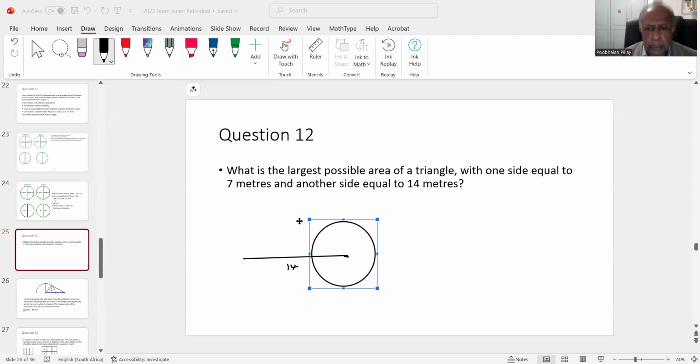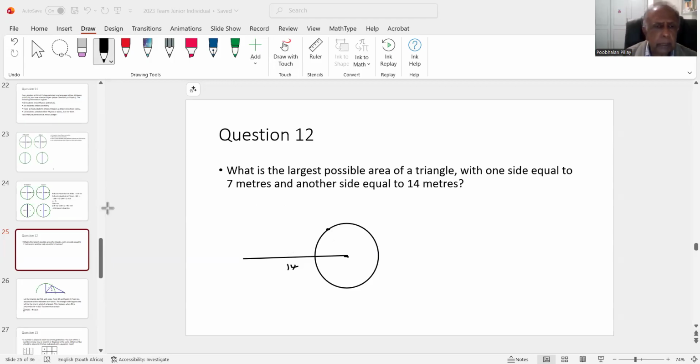Yeah, the center is at this dot. So it's there somewhere. So the third point of this triangle is somewhere on that line. This radius is now 7. So you could have the third point here maybe, right? Or here, or here, or here, anywhere. But they tell you the largest possible area. So what is the area of this triangle?